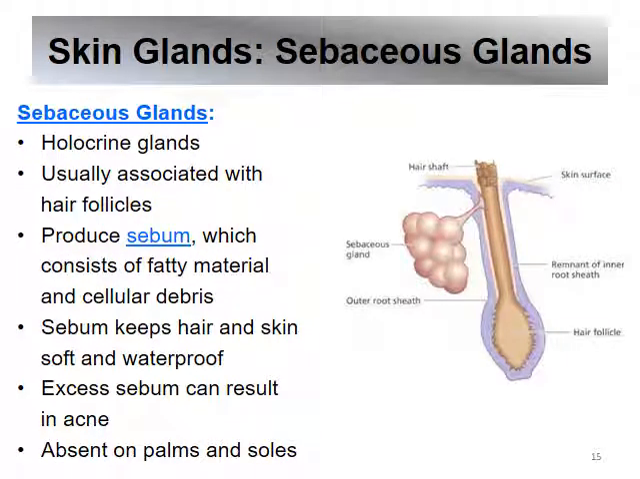Sebaceous glands. These are holocrine glands, meaning that the cells in these glands rupture and then they release their contents. Sebaceous glands make sebum. Sebum is a fatty material. It's oily. And so this is what makes our skin oily, our hair oily, but it does keep our hair and skin soft, waterproof.